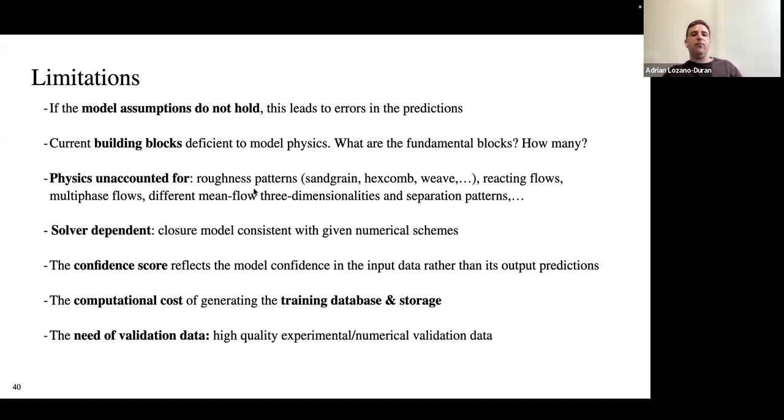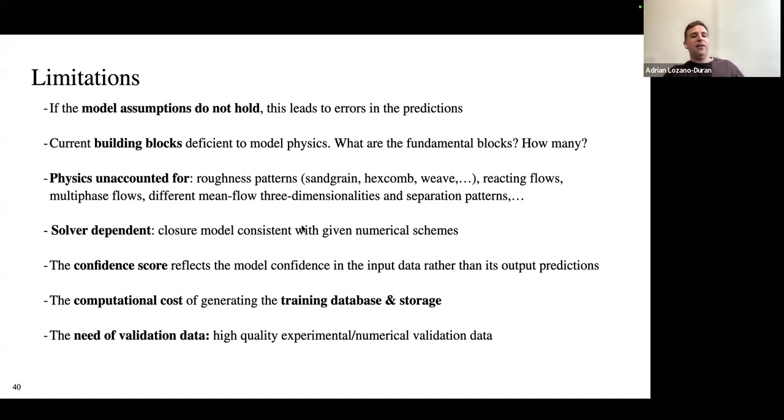So this version of the model doesn't account for many things, like roughness patterns. I accounted for some of them, but there are others that are not there. Reacting flows or multiphase flows, obviously. It doesn't account for mean flow three-dimensionality. That it doesn't do very well. And some separation patterns. We detected that the model is able to capture some type of separation, but separation is not universal. There are many different types of separation, so the model definitely needs to learn more about different types of separations.